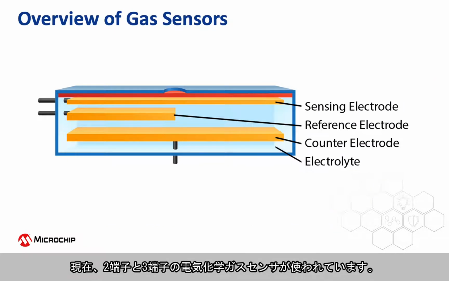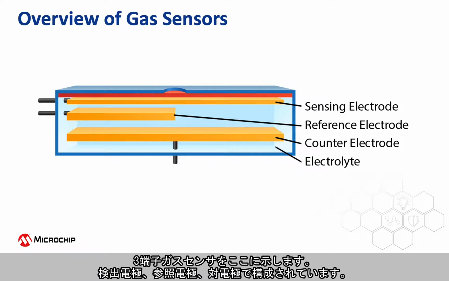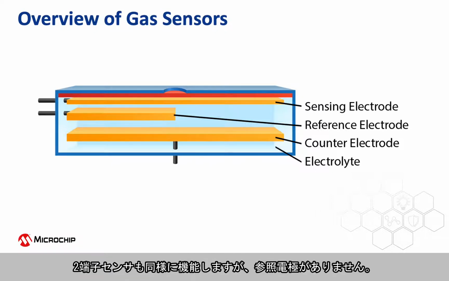Both 2- and 3-terminal electrochemical gas sensors are in use today. A 3-terminal gas sensor is shown here, consisting of a sensing electrode, a reference electrode, and a counter electrode. A 2-terminal sensor functions the same way, but does not have a reference electrode.